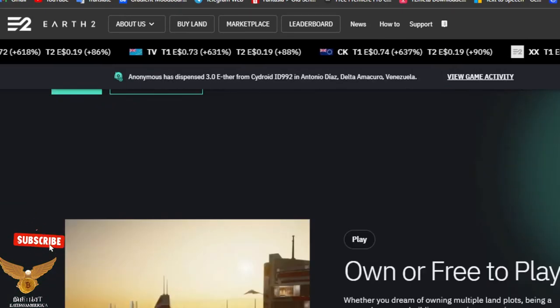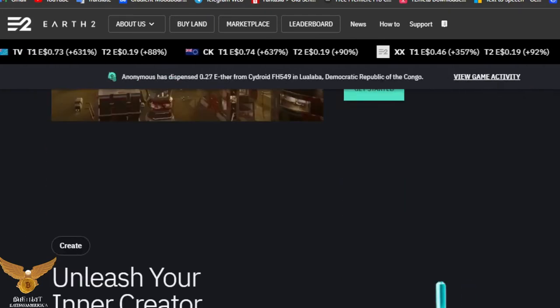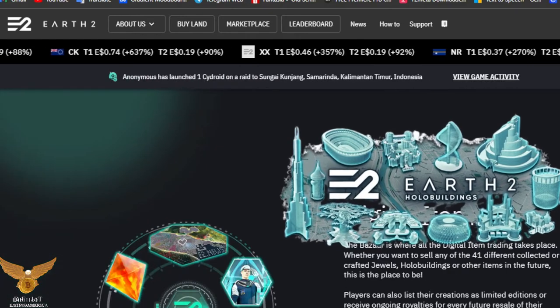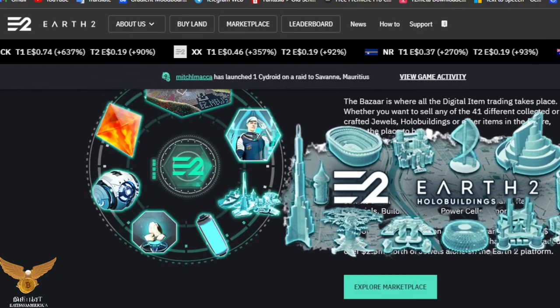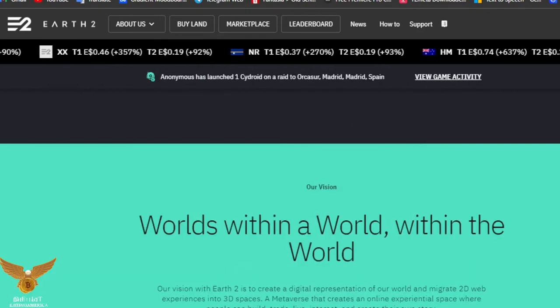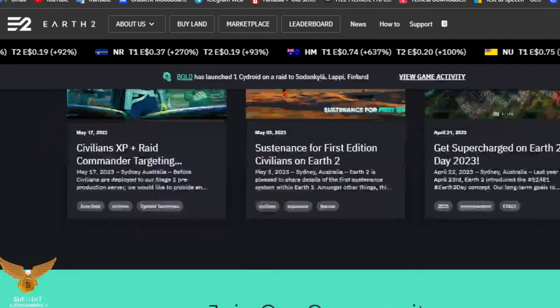In EARTH2, each digital land parcel is linked to a real geographic location using map technology and satellite data. Users can purchase these parcels and benefit from them in various ways, such as advertising and virtual commerce. There is also the possibility that applications and games may be developed on the platform in the future.